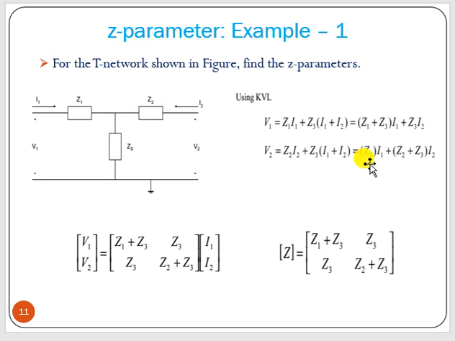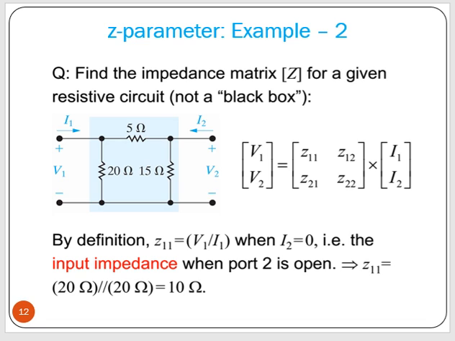Then you can find out this equation in the form of V1 equal to I1 Z11 plus I2 Z12, V2 equal to I1 Z21 plus I2 Z22. So we can find out the Z parameter values. Now say one problem. Say this is a circuit, you have to find out Z parameters. Now this is the Z parameter written in matrix form.